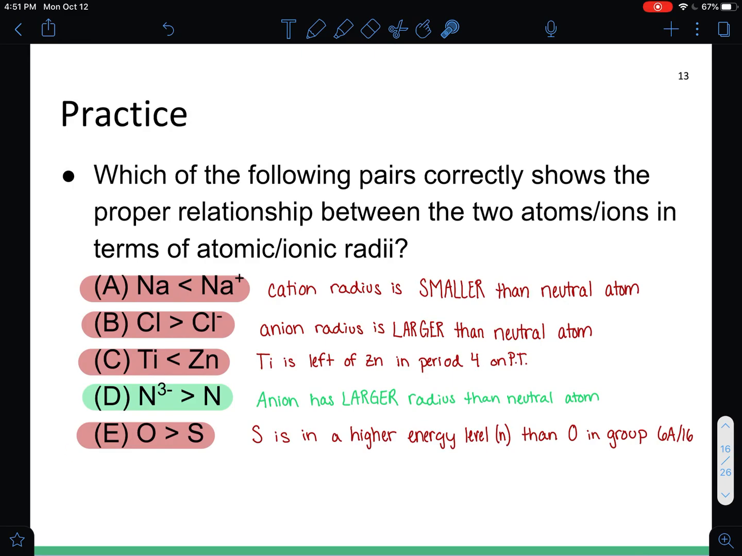Then the last one, sulfur is in a higher energy level than oxygen. They're both in the same group vertically, but because sulfur is further down, or in a higher energy level on the periodic table, sulfur will have a larger radius, so that should also be switched.